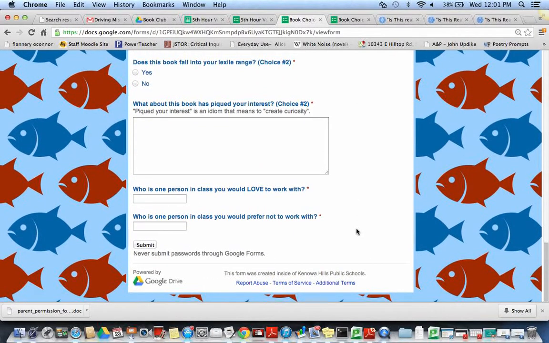Then their final option, which they did for a second novel as well, is they were asked to give me a person they'd love to work with in class and someone who they'd prefer not to. This was kept completely confidential and students were not able to see any of this information.